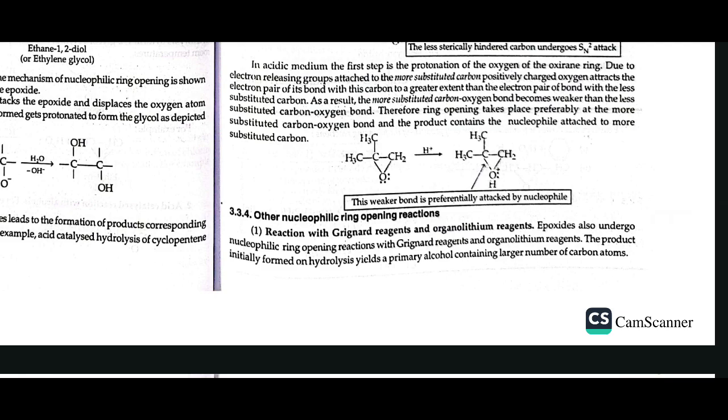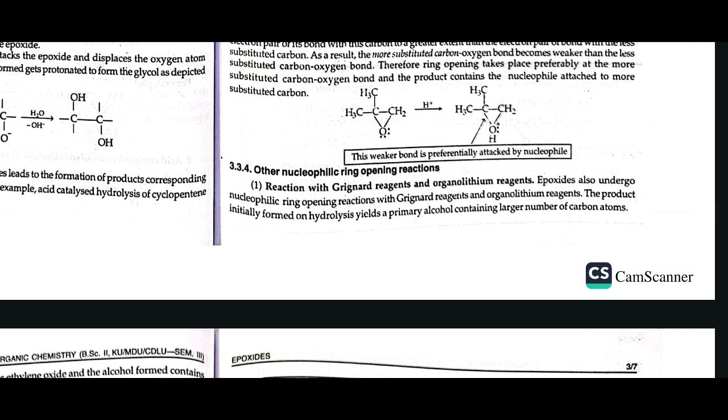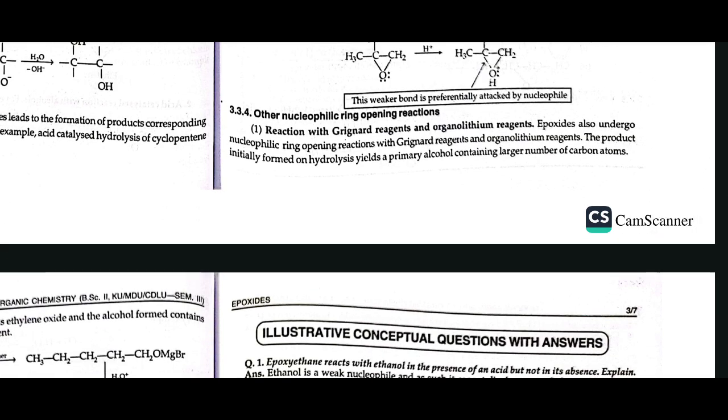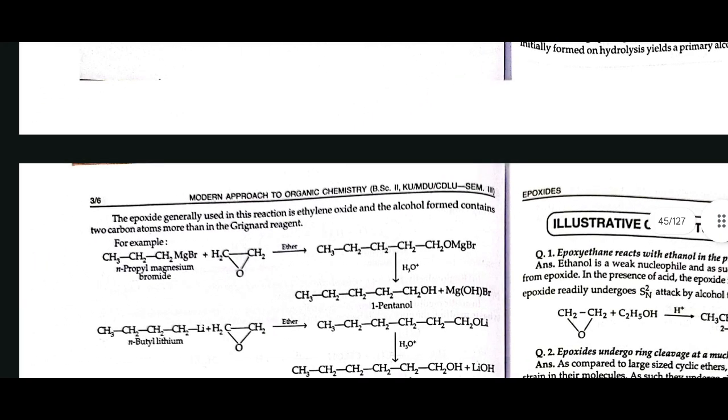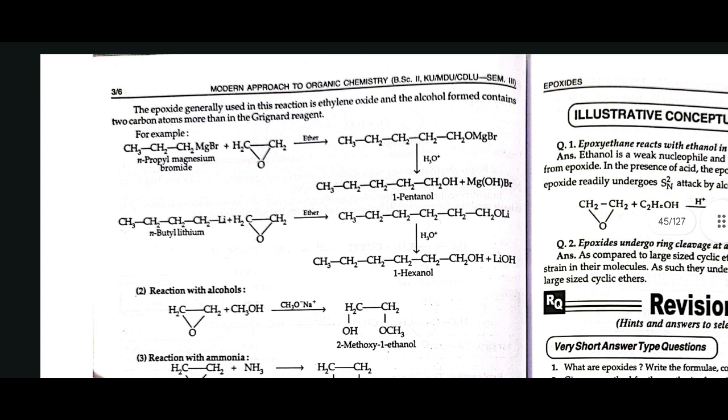Other nucleophilic ring opening reactions. First, reaction with Grignard reagents and organolithium reagents. Epoxides also undergo nucleophilic ring opening reactions with Grignard reagents and organolithium reagents. The product initially formed on hydrolysis yields a primary alcohol containing a larger number of carbon atoms. The epoxide generally used in this reaction is ethylene oxide, and the alcohol formed contains 2 carbon atoms more than in the Grignard reagent.